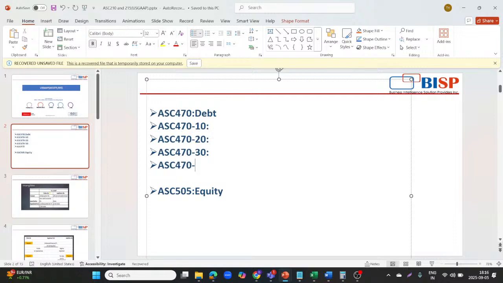Then 470-40. This subtopic provides guidance in determining whether a sale of the product is actually a sale or a financing arrangement. So if it is a sale or a financing arrangement. Then Accounting Standard Codification 470-50. It provides a modification of debt instrument. It provides the modification of the debt instrument should be accounted for as an extinguishment, or an exchange of debt instruments with the same creditor constitutes an extinguishment of debt.